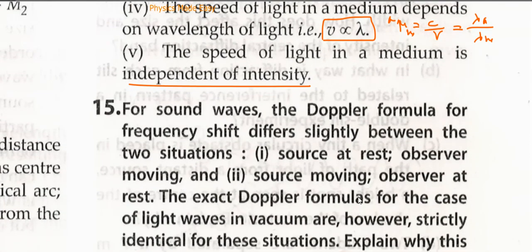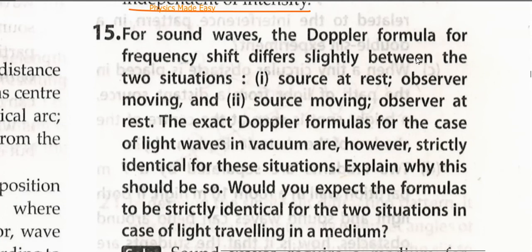And now, with these words, I finish this session of NCERT, and we will do the next session very soon. Until then, I pose one problem to you. For sound waves, the Doppler formula for frequency shift differs slightly between the two situations: source at rest, observer moving; source moving, observer at rest. The exact Doppler formula for the case of light waves in vacuum are, however, strictly identical. Explain why this should be so. Would you expect the formulas to be strictly identical for two situations in case of light traveling in a medium?